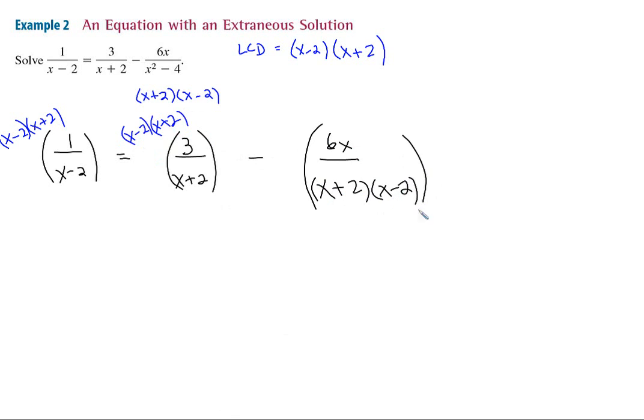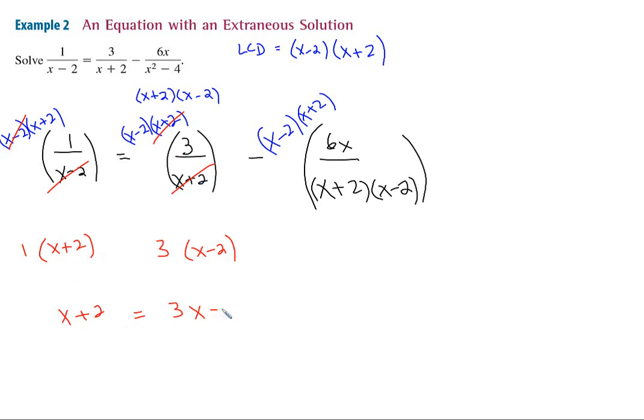And hopefully you see why we do this. Because when we multiply by the LCD, it gets rid of your denominators for you. So after you do this step, you should not have any more denominators after you simplify. So over here, the x minus 2's divide out. So you're left with 1 times x plus 2, so basically that's just going to give you x plus 2. Over here, the x plus 2's divide out, so you're left with 3 times x minus 2. So we get 3x minus 6 after you distribute.